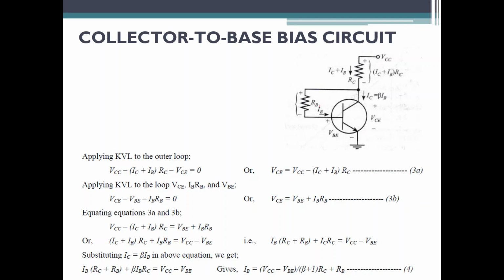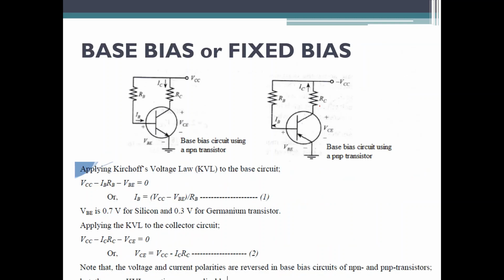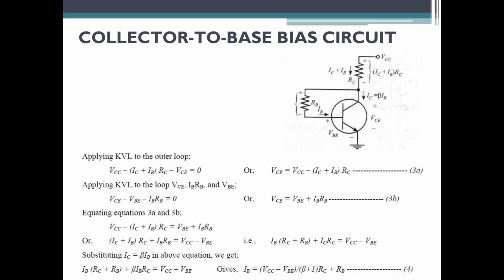Getting back to the collector to base bias circuit, the circuit is different from the one we have seen previously. This is what my previous circuit looked like, with two resistors RB and RC. In the collector base circuit, we have the same resistors connected, but the way in which the resistor RB is connected is slightly different.